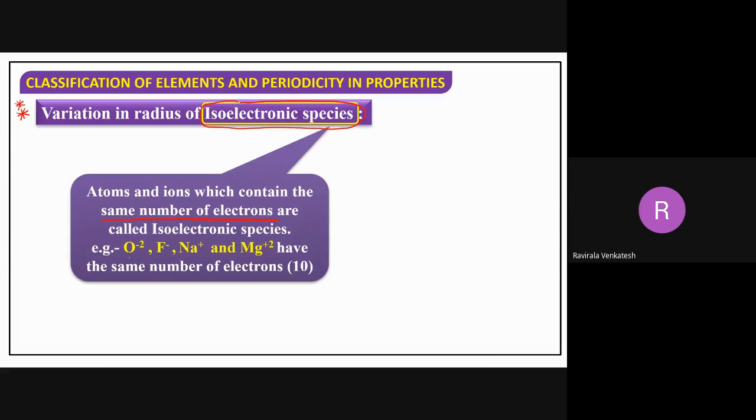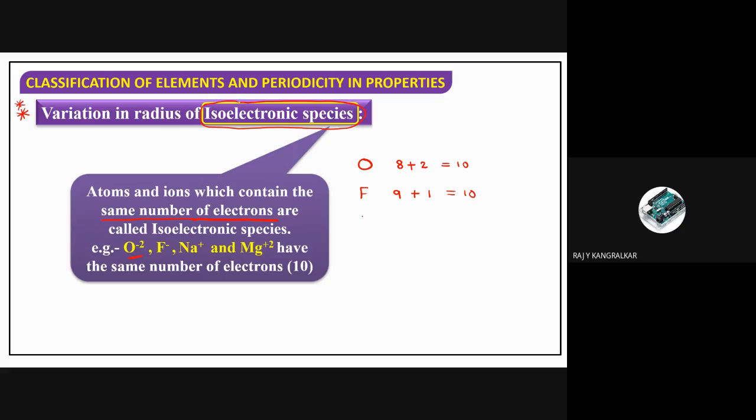Now you observe O minus 2. I am writing here O minus 2. Oxygen. So generally atomic number is 8, correct? Now how many electrons are added here? Tell me in oxygen. 2. 2 electrons. Now total electrons will be 10 here. Next, F, atomic number is 9. F minus it is. So how many are added here? 1. Also what happened?